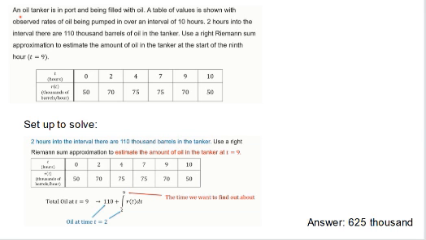All right. 2 hours into the interval, there are 110,000 barrels of oil. All right. So that right there is an initial condition. Use a right Riemann sum approximation to estimate the amount of oil in the tanker at the start of the 9th hour. So I've got it kind of copied and pasted here. Right here is how we plug in. This is what we're looking for.